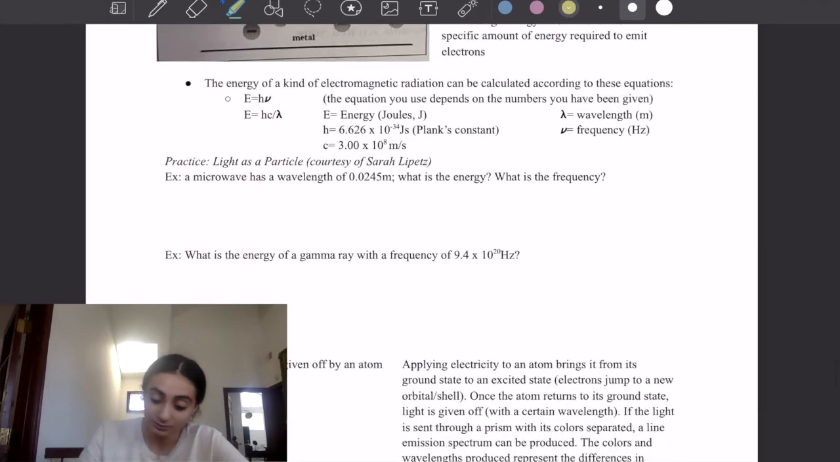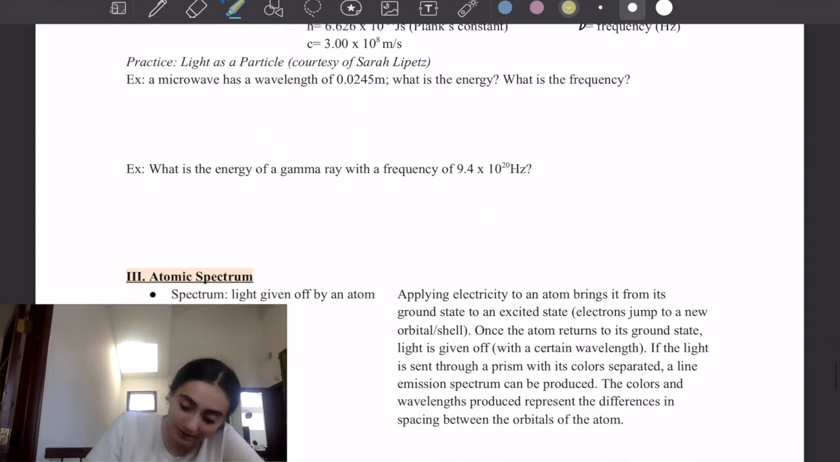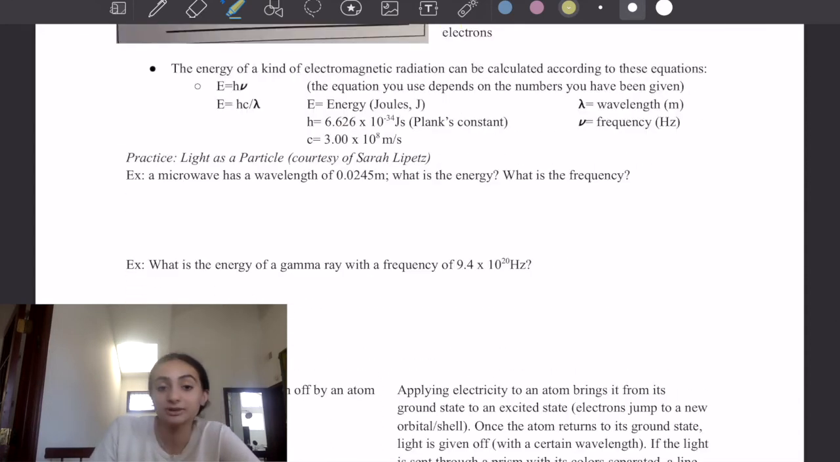So all of those words can be shown in the equations that can be used to determine the energy of electromagnetic radiation. So E equals h nu, or E equals hc over lambda. E is energy, which is written in joules. h is Planck's constant. c is the constant we already learned, the speed of light. You already know lambda is wavelength, and frequency is represented as nu.